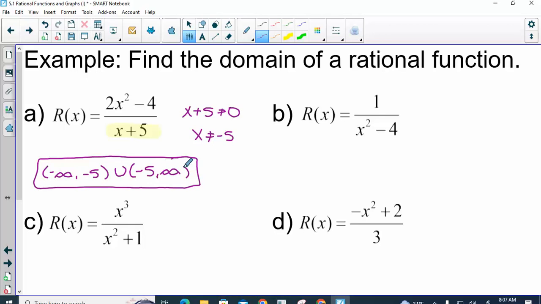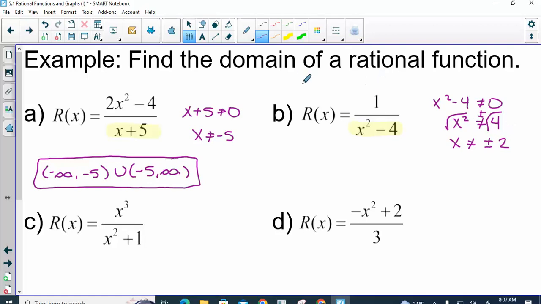So if I'm looking at this one, my denominator, x squared minus 4, cannot be 0. So how would you solve that? That's where we always do that plus and minus. So x cannot be positive or negative 2. Okay, do you guys know how we would write that?